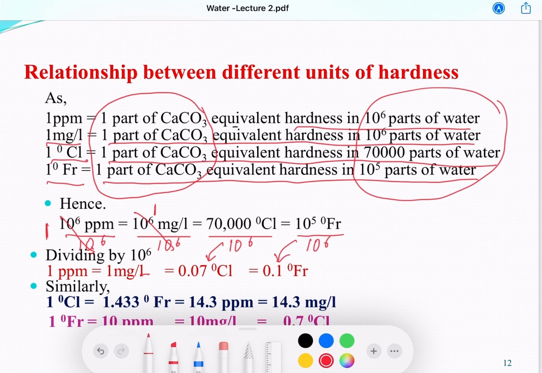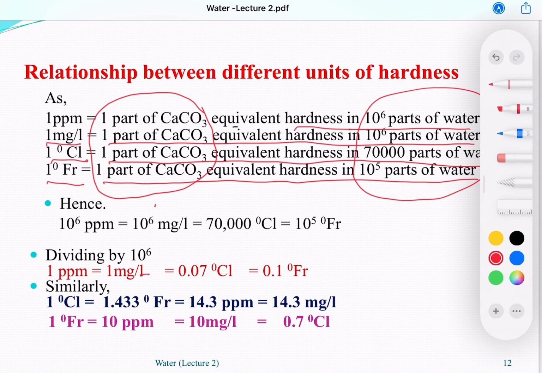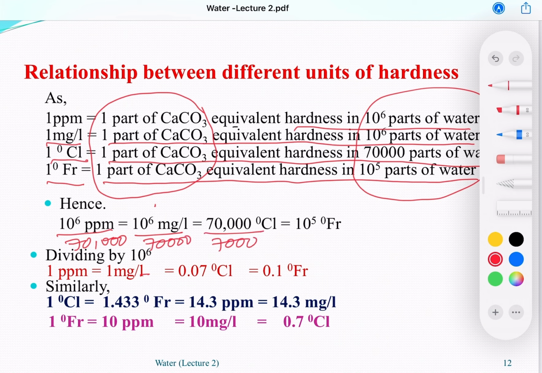degree French. Similarly, if you have to measure in terms of other units, say I have to find 1 degree Clark is equal to how many of these? In that case, I will divide all of these by 70,000, and when you divide by 70,000, you get 1 degree Clark.